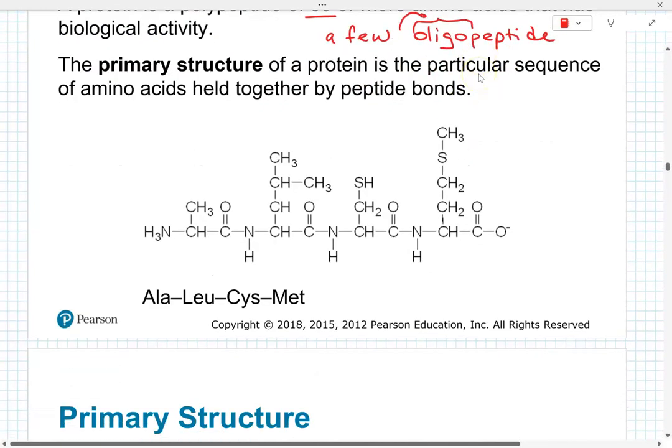So when we use the term primary structure of a protein, we refer to the sequence of amino acids. Am I making sense? That's it. The order in which they are arranged.